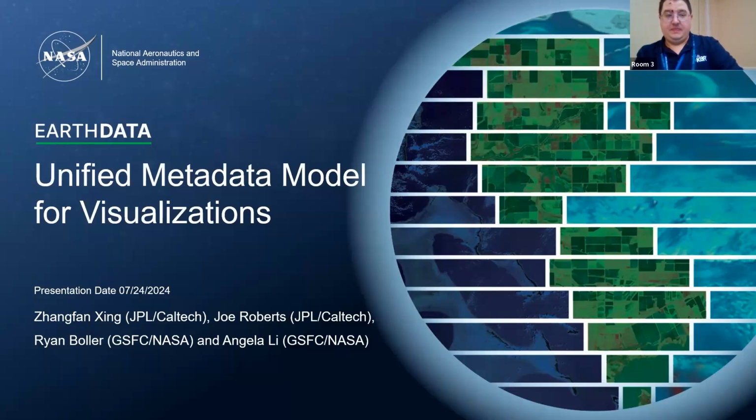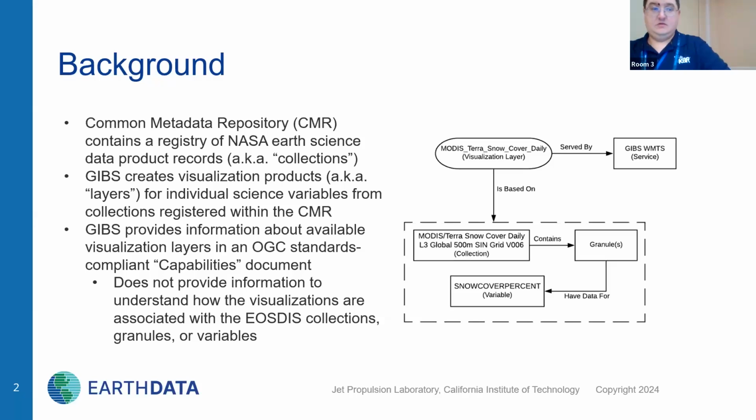All right. My name is John Fenshing. I'm from the JPL GIBS team, and I'm going to report our current work on the Uniform Meta Model for Visualization, abbreviated as UMVis. The other members who also worked on this are Joe Roberts, also from JPL, and Ryan Bowler and Angela Lee, both from GSFC. Next slide, please.